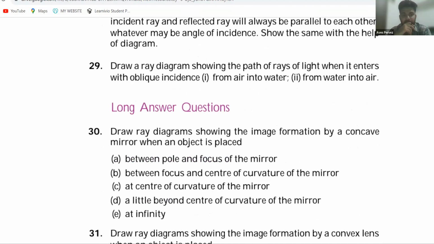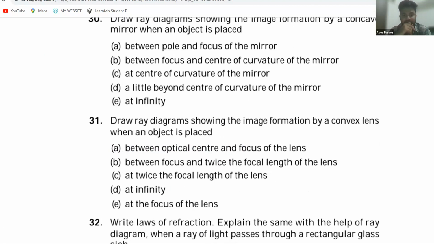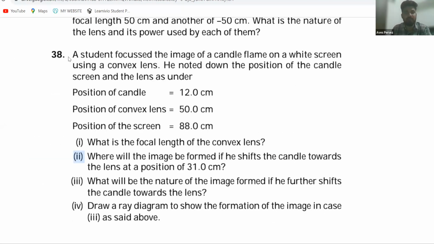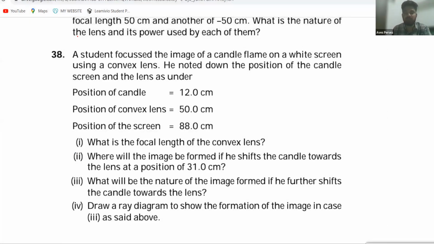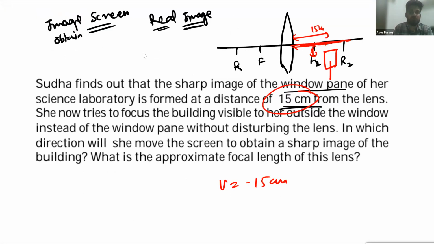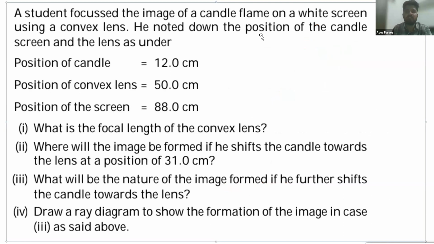Students, a very important question is being asked so many times in the examination. So let's discuss this one. This is also an important question. This type of question is also being asked.